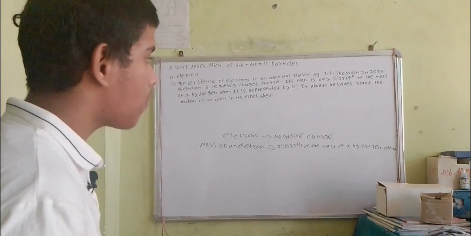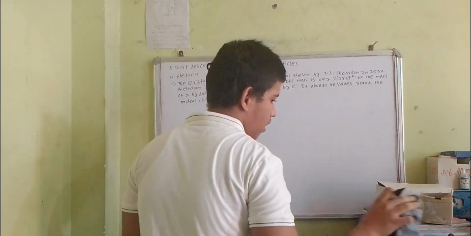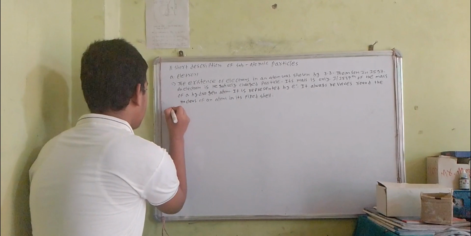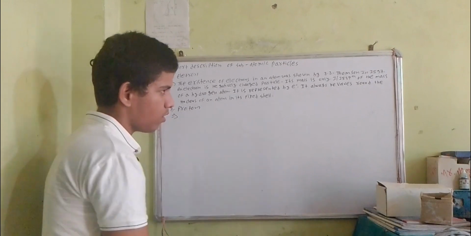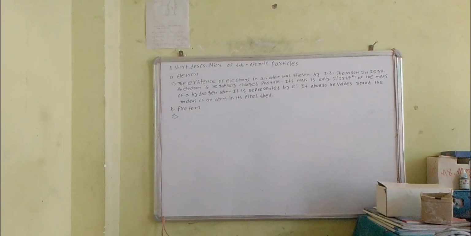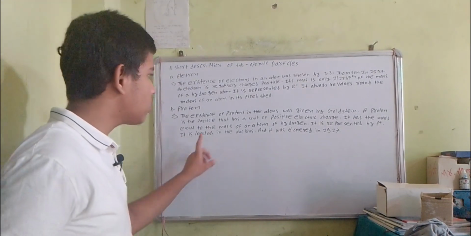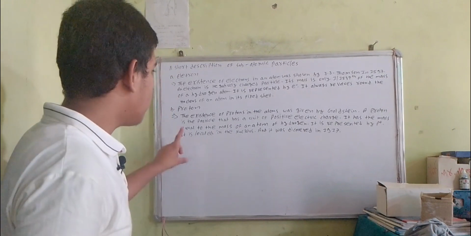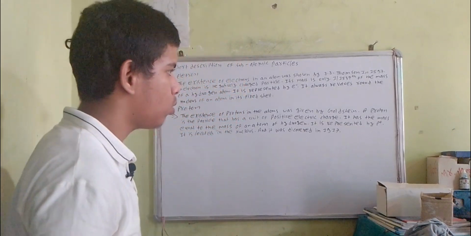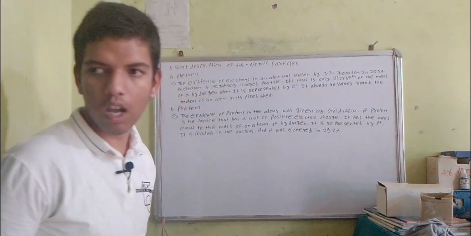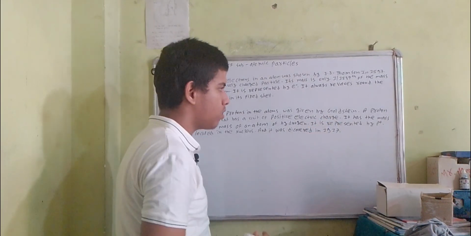Now let's talk about proton, and then after that we'll talk about neutron. So let me erase this, and let me write here proton, and the description will come here. The existence of proton in the atom was given by Goldstein. This is the scientist who discovered the proton.